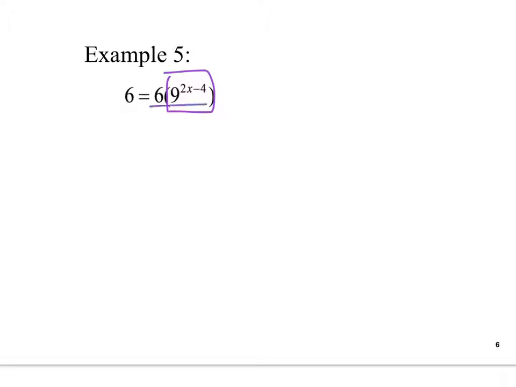So that 6 is not welcome. The 6 is connected with multiplication, so I divide to get rid of it. So this winds up being 1 equals 9 to the 2x minus 4. So how do I get these bases the same?